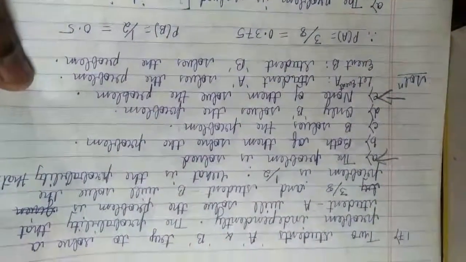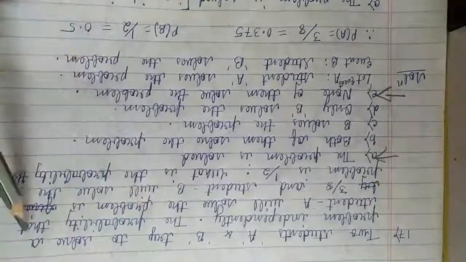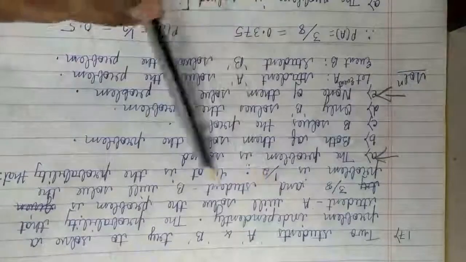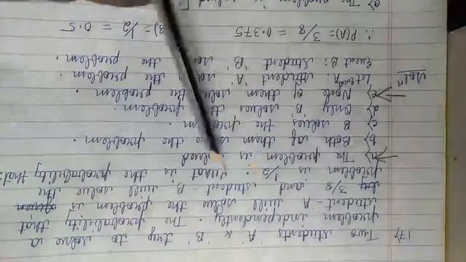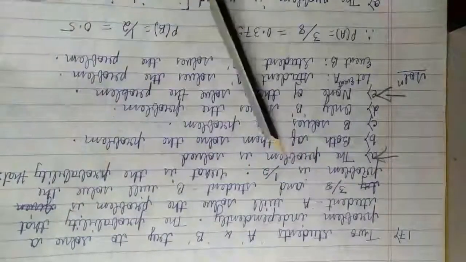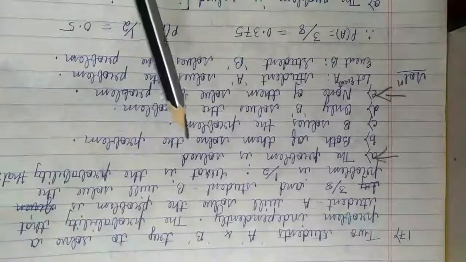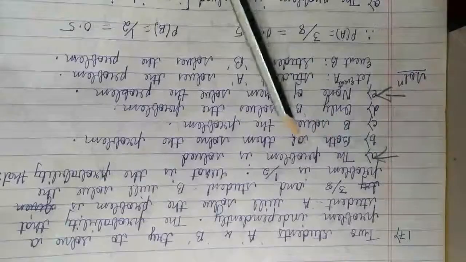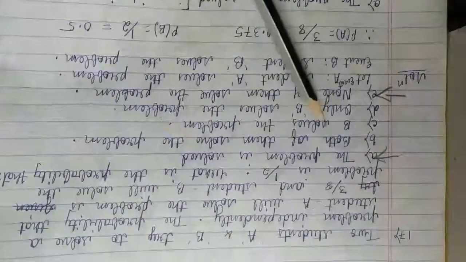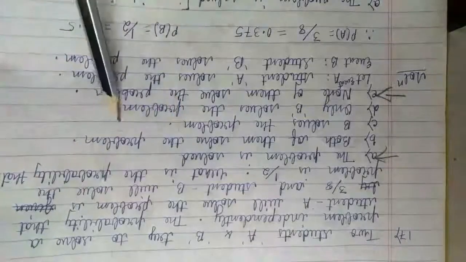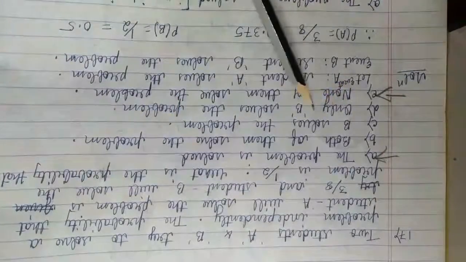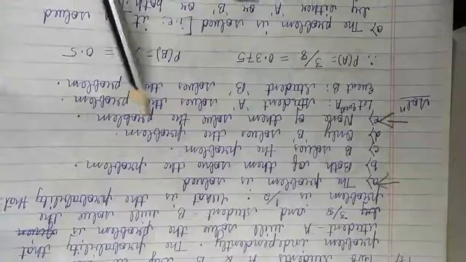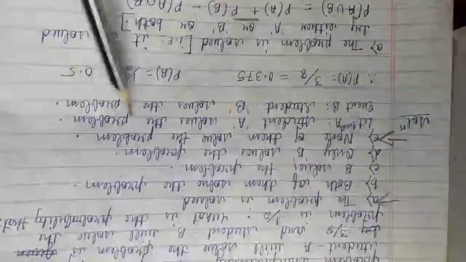There are two students, A and B. They try to solve a problem independently. The probability that student A will solve the problem is 3 by 8 and the student B will solve the problem is 1 upon 2. What is the probability that A, the problem is solved, B, both of them solve the problem, C, B solves the problem, D, only B solves the problem, E, none of them solve the problem.